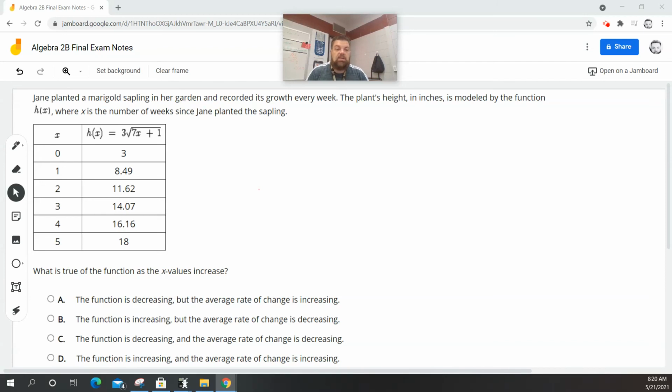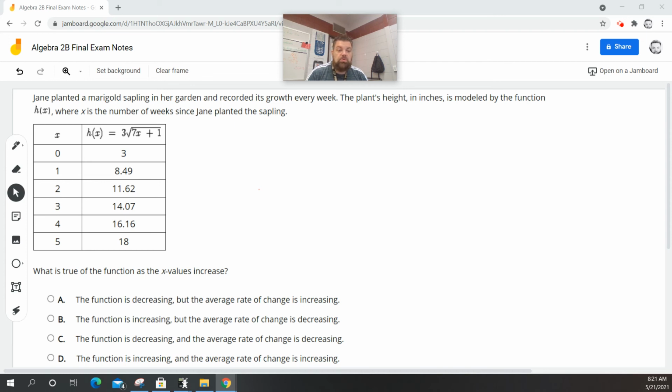All right, so Jane planted a marigold sapling in her garden and recorded its growth every week. The plant's height in inches is modeled by a function h of x, where x is the number of weeks since Jane planted the sapling. At 0 weeks, it was 3 inches high. At 1 week, it was 8.49 inches high, and so on.